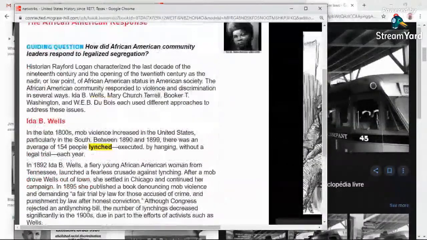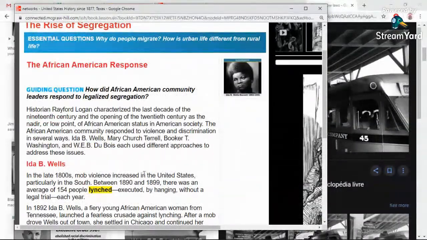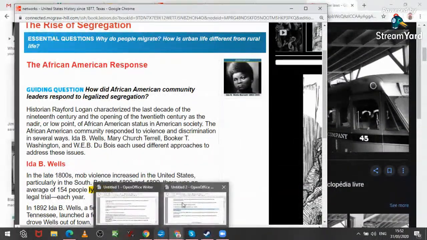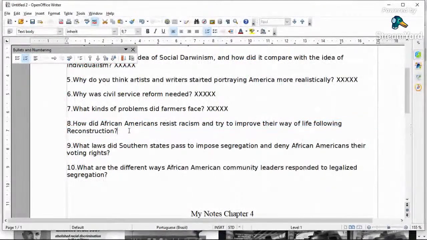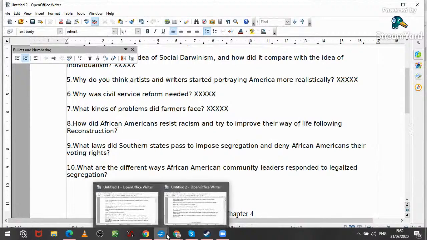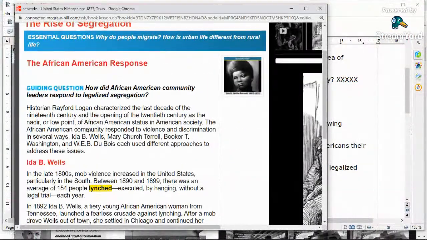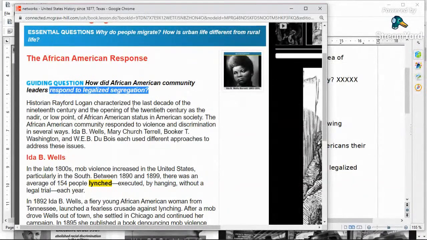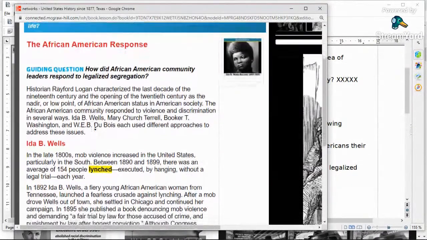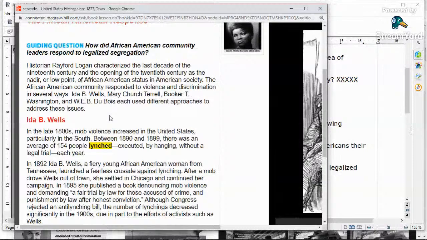By the way, this is giving you a lot of answers to this question: how did African Americans resist racism? Here we're getting all of the racism. So how did they respond? Okay. The African American community responded to violence and discrimination in a lot of ways with a lot of different approaches.